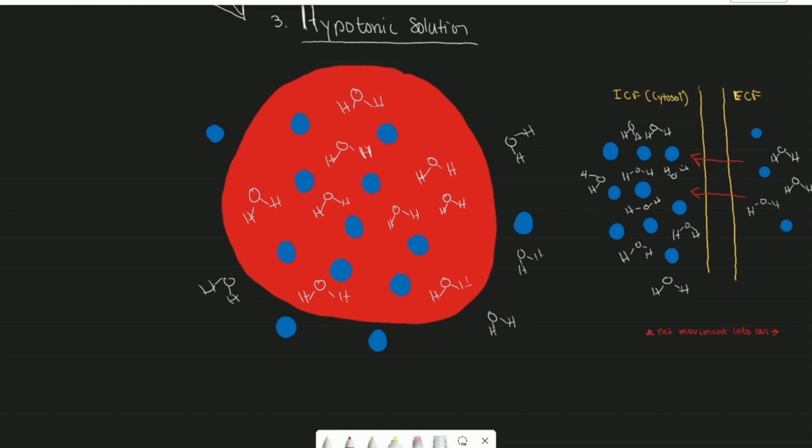So these water molecules that are in the extracellular fluid, they're diffusing across the membrane and actually going inside of the cell. And this causes the cell to swell, or it actually can lyse or burst. If it lyses, it's actually breaking open the cell membrane and all of its contents are flowing out.